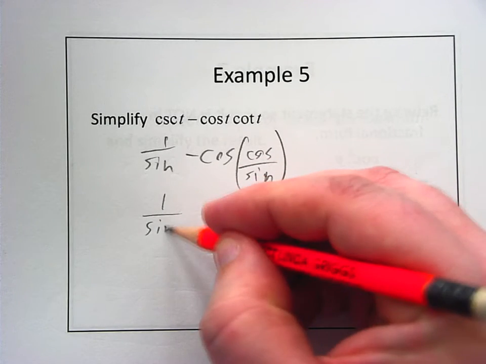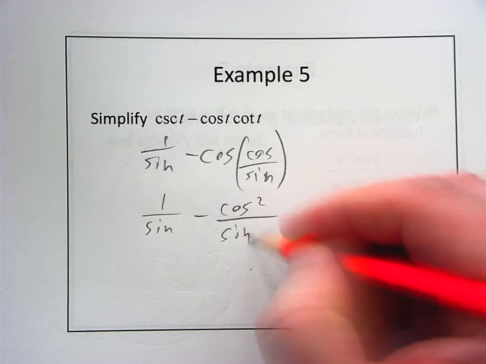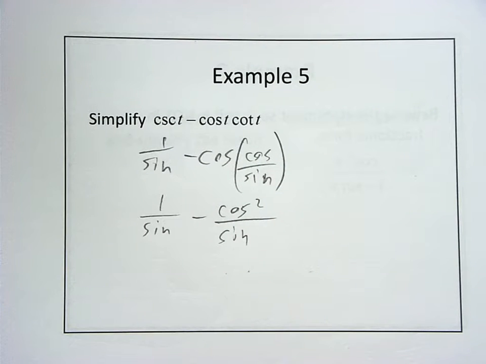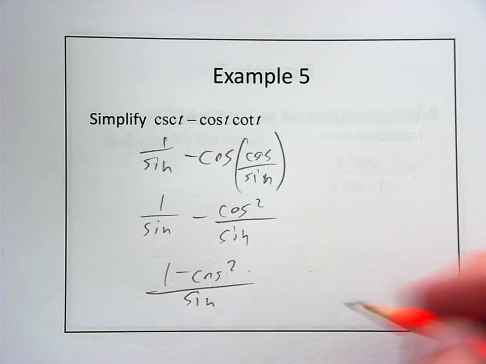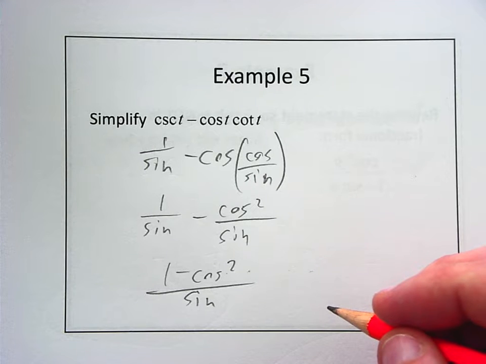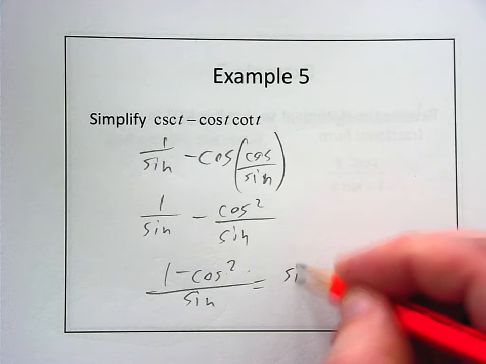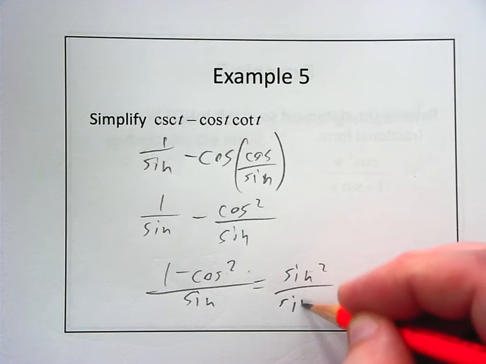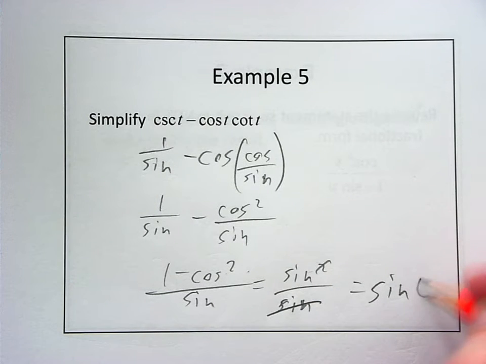So I have 1 over sine minus cosine squared over sine. You have the same denominator. Plug them together: 1 minus cosine squared over sine. 1 minus cosine squared is sine squared over sine. Sine of t is your answer.